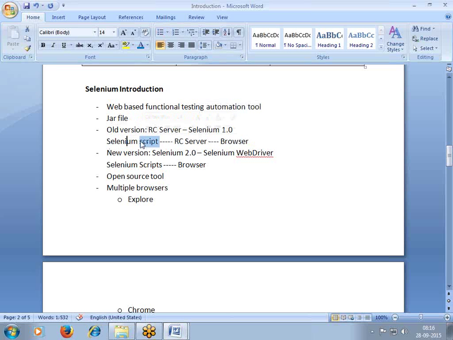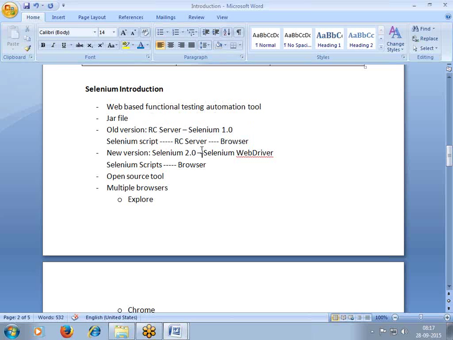There will be a Selenium script, a Selenium program, and this Selenium program will communicate with the RC server. The RC server is the main core component in Selenium 1.0, and it will execute the application in the browser. See how Selenium 1 works: when you run the Selenium program, it communicates with the RC server, and the RC server runs the application in the browser. This is the Selenium 1.0 structure.